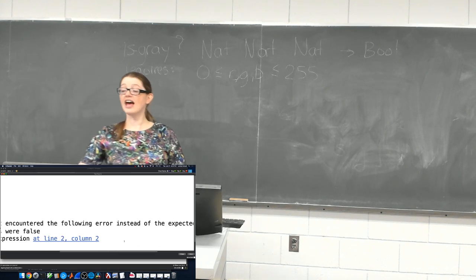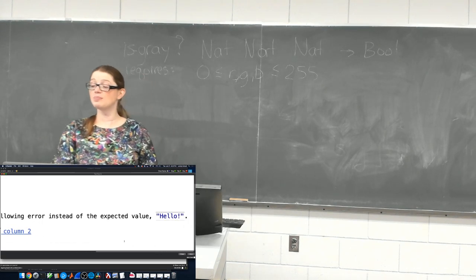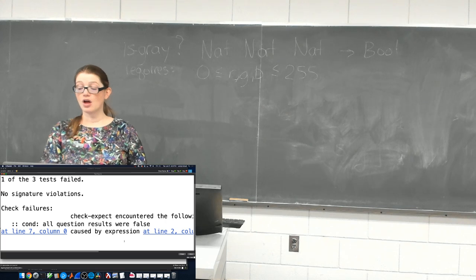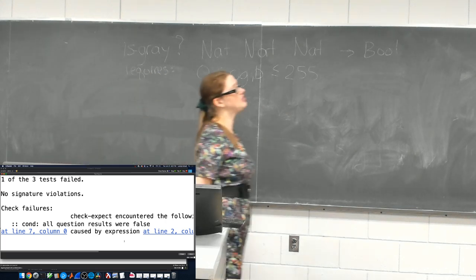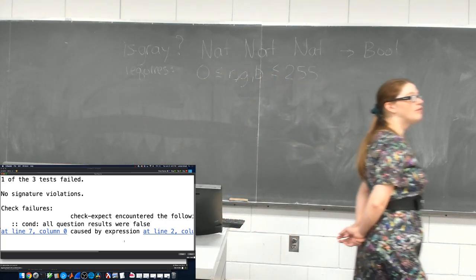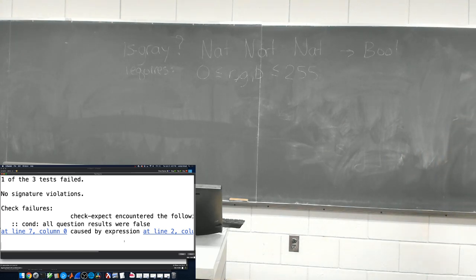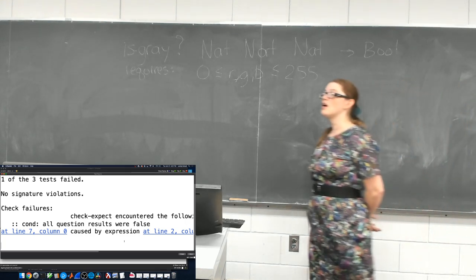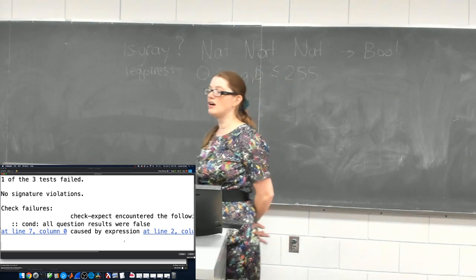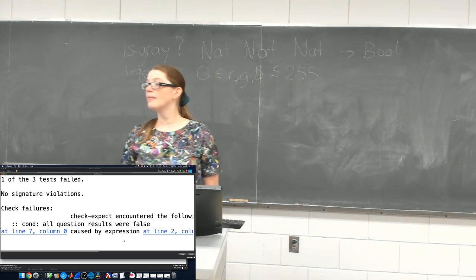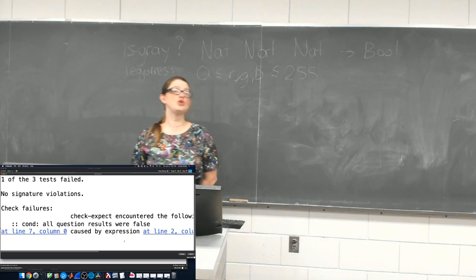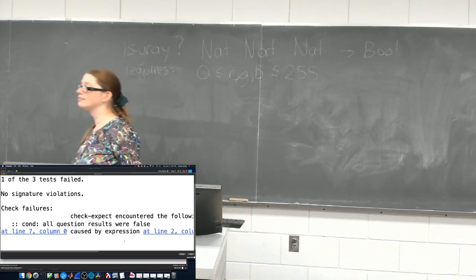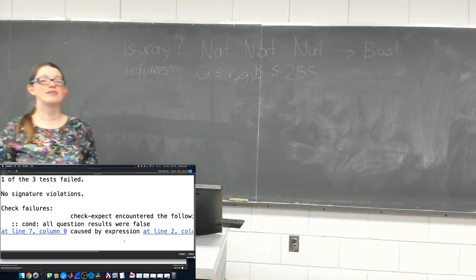Check expect encountered the following error instead of the expected value: cond, all question results were false. So if you pass some argument into a function and every single conditional expression's question evaluates to false, Racket's going to give you the runtime error that you see here. There has to be at least one question answered true. Otherwise, you'll get this.